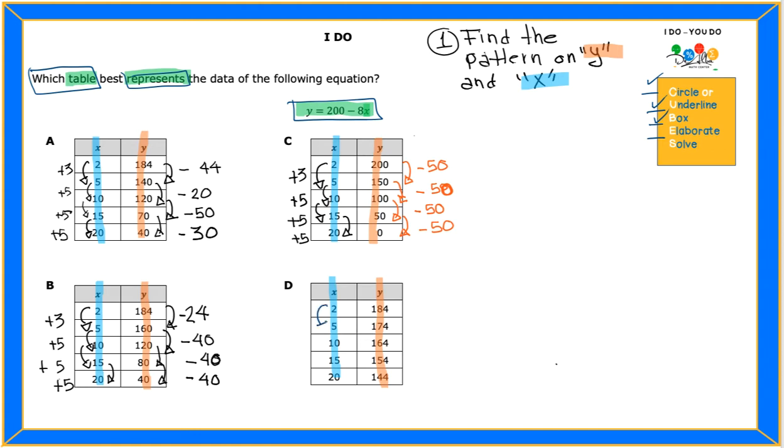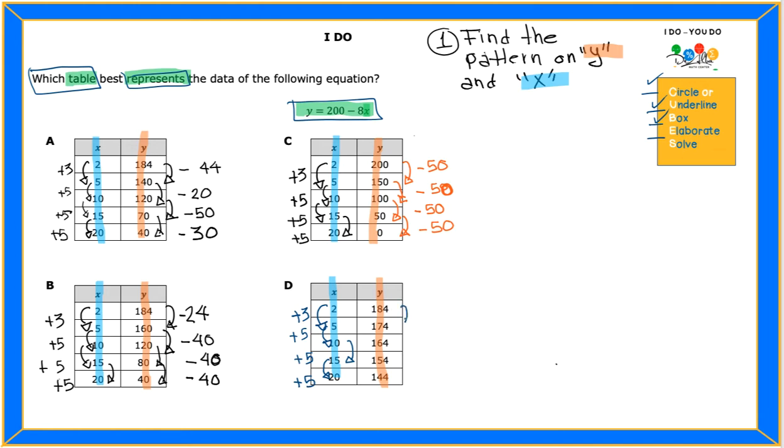From 2 to 5, the change was plus 3. From 5 to 10, plus 5. From 10 to 15, the difference is plus 5. And from 15 to 20, the difference is also plus 5. Okay, now let's check on the right side.